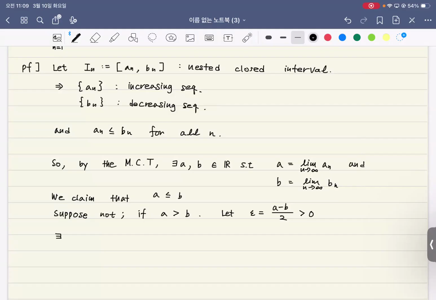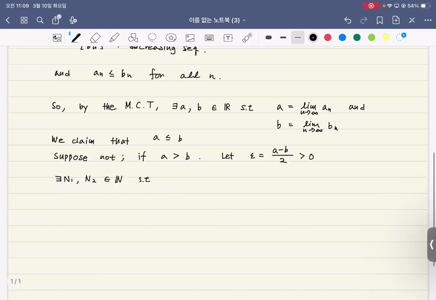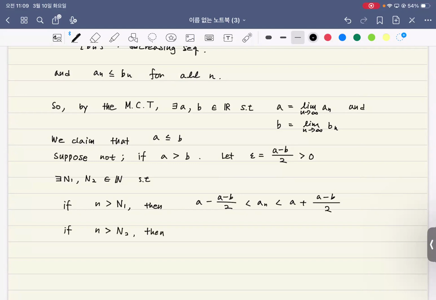Anyway, for this epsilon, I can find two integers n1 and n2 such that if n is greater than n1, then An lies within epsilon of A, between A minus (A minus B)/2 and A plus (A minus B)/2. And if n is greater than n2, then the same thing holds for Bn.